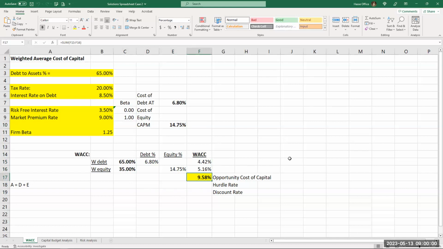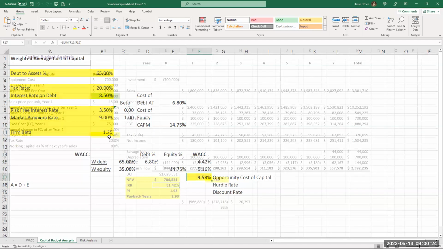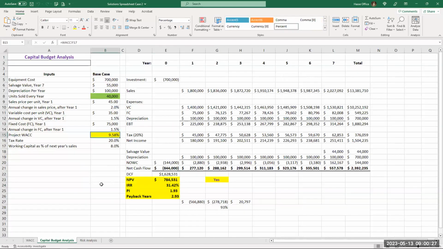That's our discount rate. That's our hurdle rate. That's our opportunity cost of capital. That's our weighted average cost of capital. No matter how you say it, it's the cost of money at this particular time for this company. This could change daily if interest rates change or credit risk changes. But at this particular time point that we're doing this analysis, 9.58% is our WACC. All right.